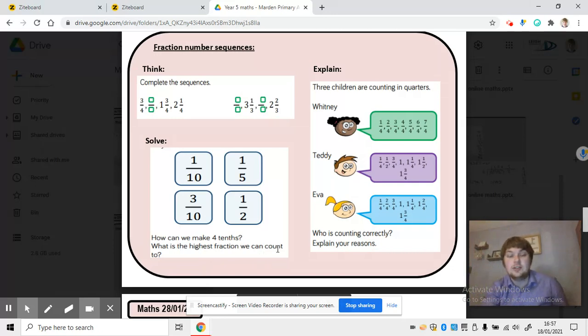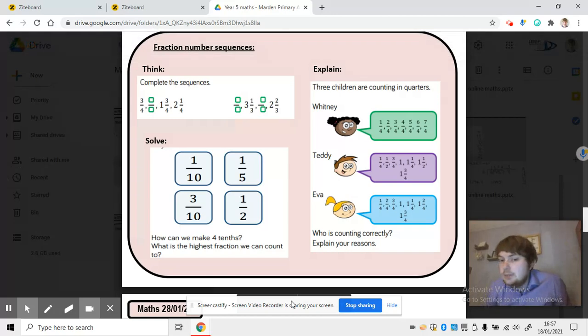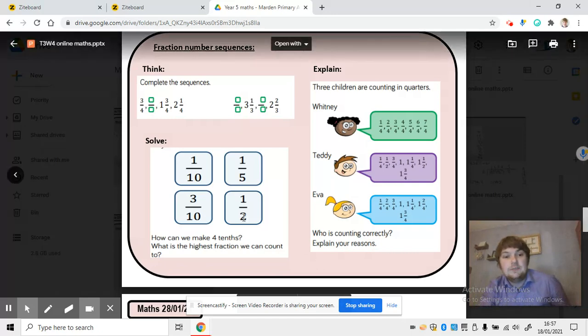And then what is the highest fraction we can count to? So again, if we added all those up, what would we get? So even though we haven't done adding yet, it'll be interesting to see if any of you can start to apply that. Obviously, you may come unstuck on this type of one, which if you do, that's fun.